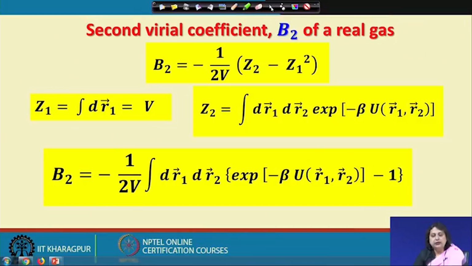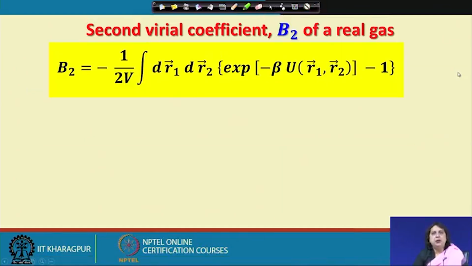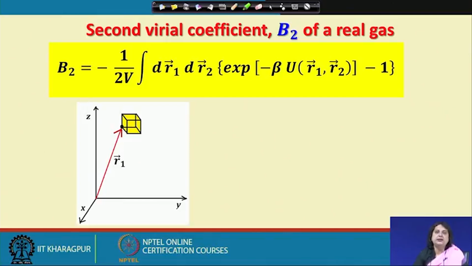So, if I want to do that, some more algebraic simplification may be necessary, and for this purpose let us try and understand the geometry of the problem as being presented over here. So, this is the x, y, z Cartesian coordinates in the 3-dimensional space, and let me say that this is the position of my particle 1, right.